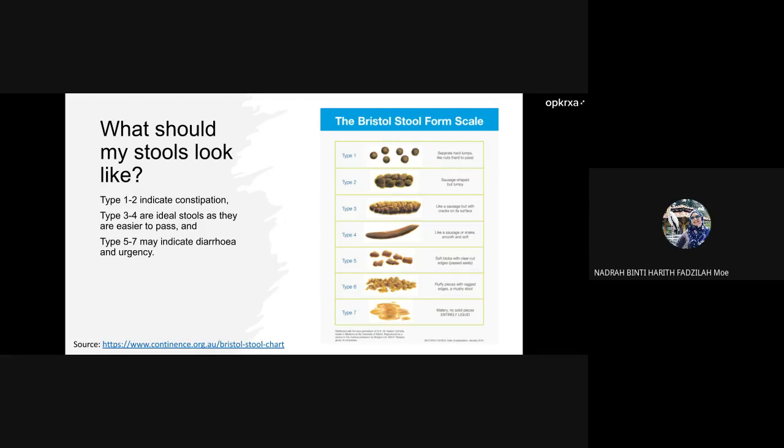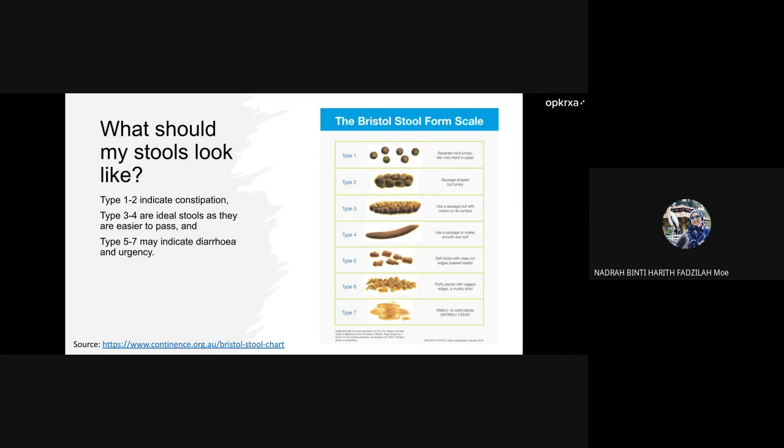Nama scale ni ialah Bristol Stool Form Scale. So kalau jenis satu dengan dua tu indicate constipation sebab the mixture atau the feces move very slow inside our large intestine menyebabkan penyerapan air tu berlaku terlalu banyak. Excessive absorption of water, the feces become very dry.